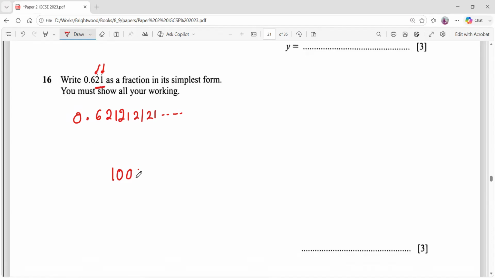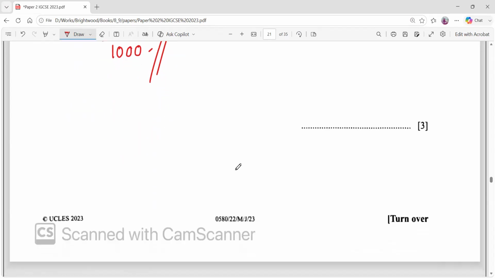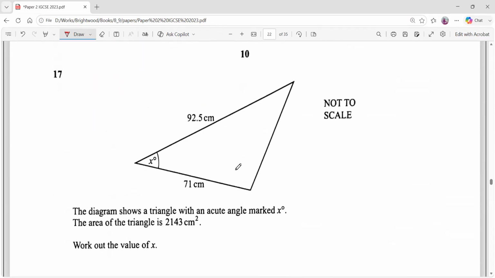Now what is the fractional form? Here it is 1000, with 3 decimal places. You can write it as 621 over 1000. Can you simplify more? Try, if you can simplify more. Okay? This is good.